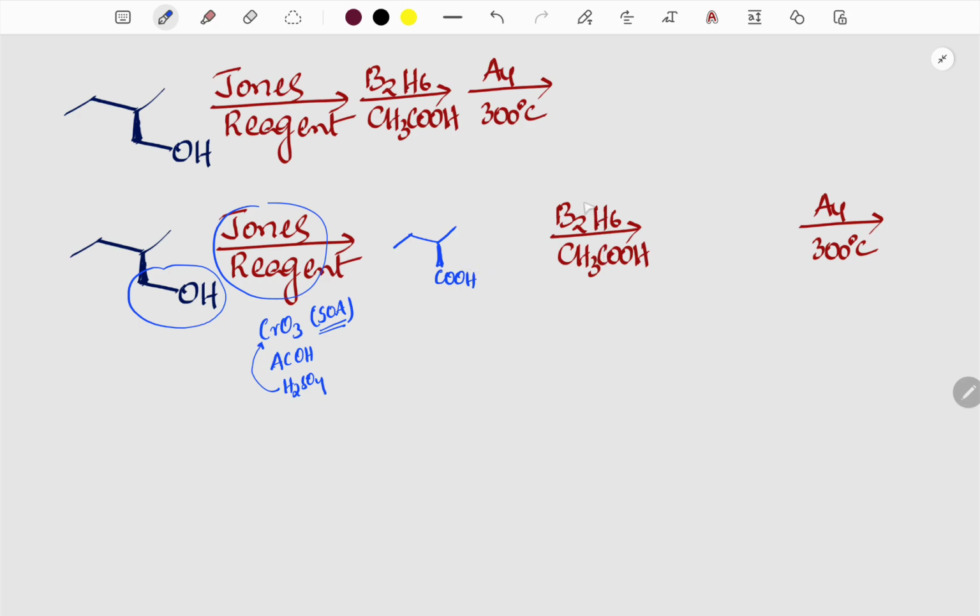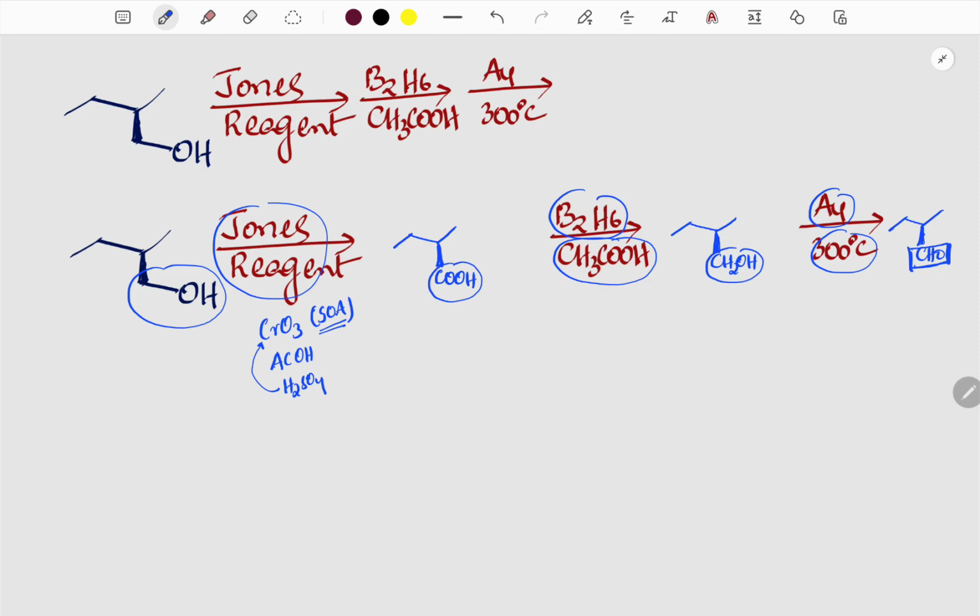And the carboxylic acid is treated with B2H6 followed by acidification. So this carboxylic acid undergoes reduction and gives the corresponding primary alcohol. Now this primary alcohol is treated with gold at 300 degrees Celsius. So the primary alcohol undergoes oxidation and forms an aldehyde.